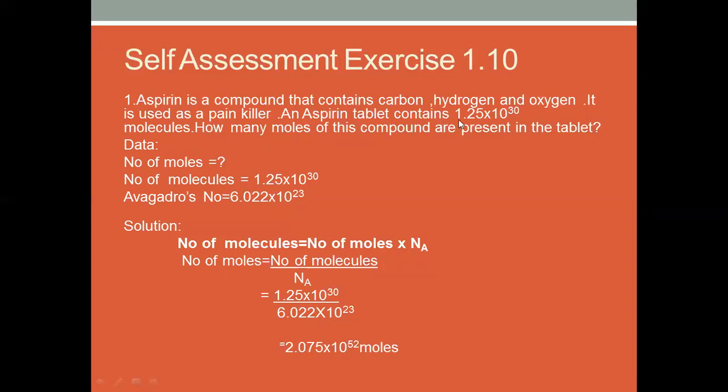The given values are molecules, meaning the number of molecules is given, and you have to find the number of moles. Same as the previous examples. Number of molecules is equal to number of moles times Avogadro's number. Taking out the number of moles: number of molecules over Avogadro's number. The number of molecules is given, and Avogadro's number you have to learn. The answer is 2.075 × 10^52 moles.